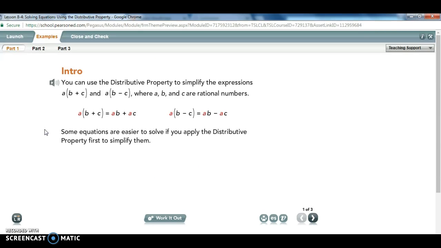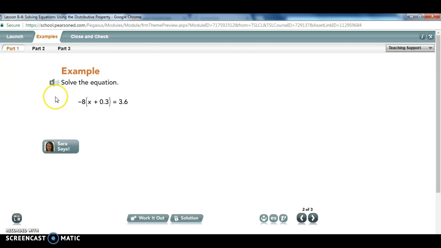Moving to part 1, we'll start with the intro. You can use the distributive property to simplify the expressions A times the quantity B plus C and A times the quantity B minus C, where A, B, and C are rational numbers. A times the quantity B plus C equals A times B plus A times C. And A times the quantity B minus C equals A times B minus A times C. Some equations are easier to solve if you apply the distributive property first to simplify them. So we're going to apply that property to this example problem.